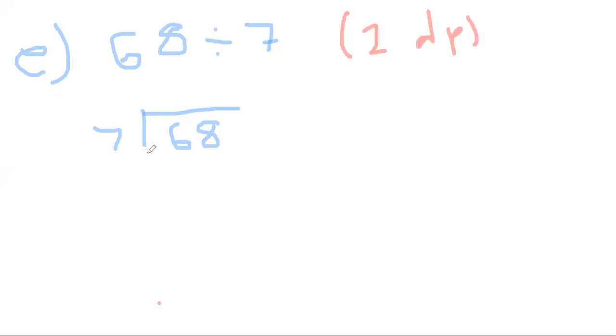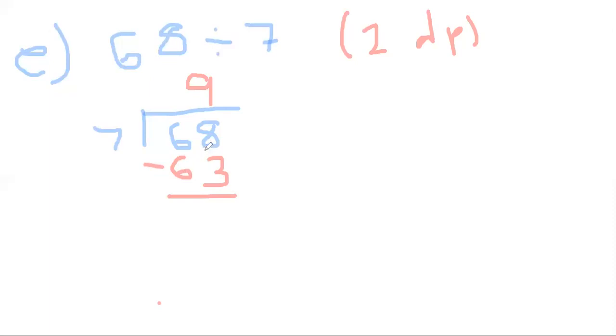7 goes into 68 9 times, because 7 times 9 is 63. So I'll write my 9 here. Remember, 7 doesn't go into 6. 7 goes into 68, but doesn't go into 6. So this one will be 9 times. You write the 9 on top of 8, not on top of 6. Okay. So 9 times 7 is 63. You come and write your 63 here. Then you subtract.